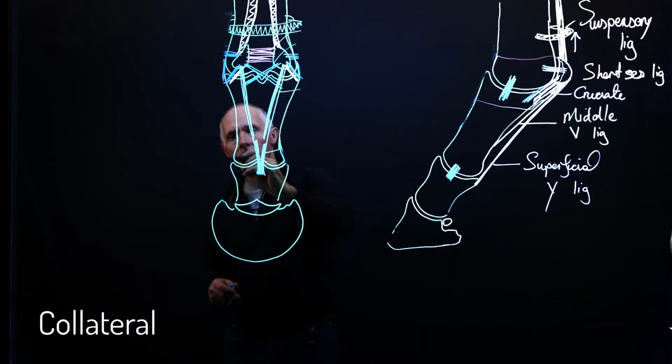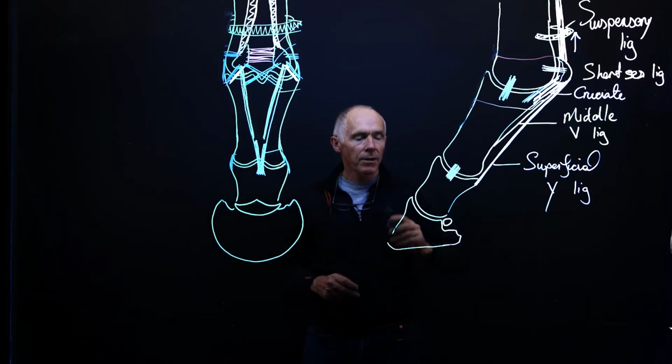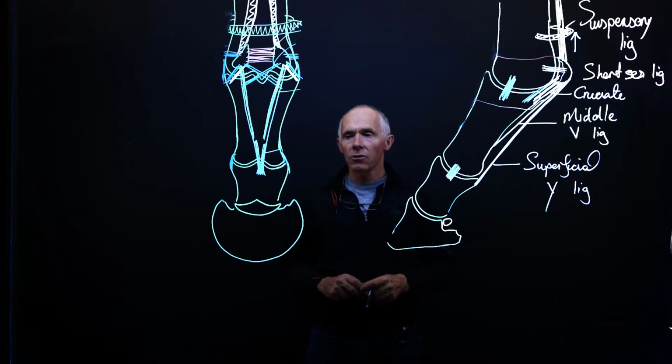So again, collateral means on both sides. So that limits the articulation of the joint, so it's on a dorsopalmar plane, front to back, not side to side, just like our fingers.